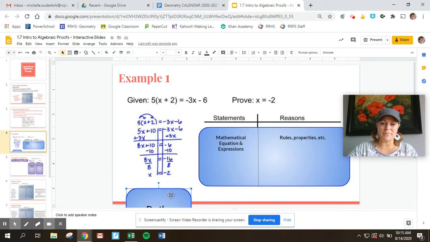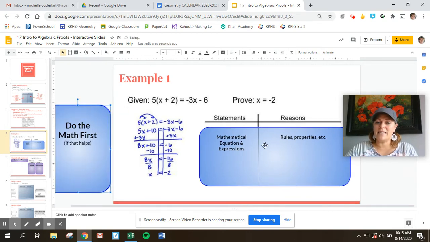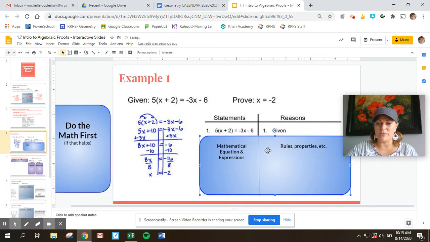So I'm going to cover this up. Well, I'm just going to move this, actually. I'm going to take the statements. So the first step, we have to start with what's given, just like a regular proof. So I started with the problem. 5 times the quantity x plus 2 equals negative 3x minus 6. So here is the problem.